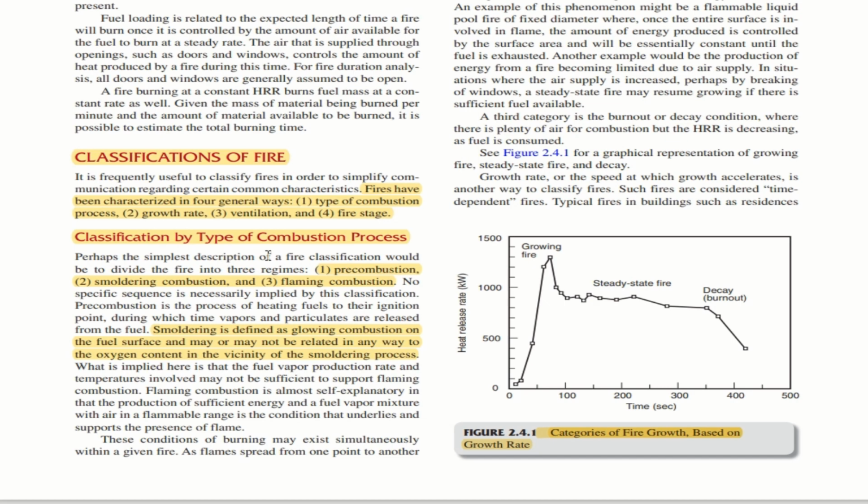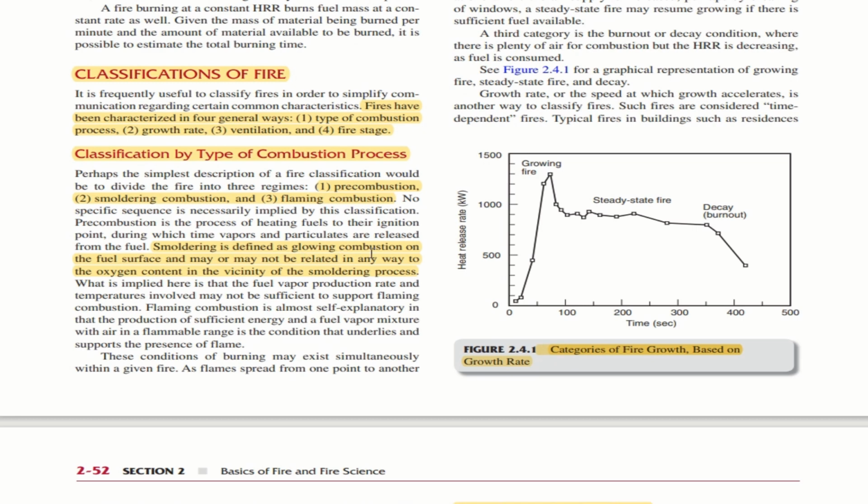Perhaps the simplest definition of a fire classification would be to divide the fire into 3 regimes: pre-combustion, smoldering combustion and flaming combustion. Smoldering is defined as glowing combustion on the fuel surface and may or may not be related in any way to the oxygen content in the vicinity of the smoldering process.